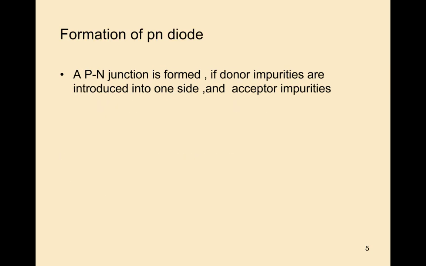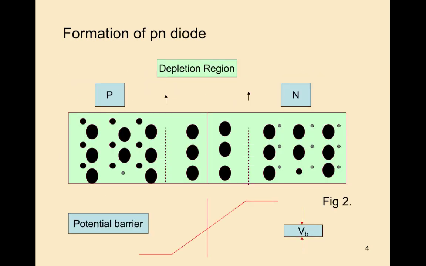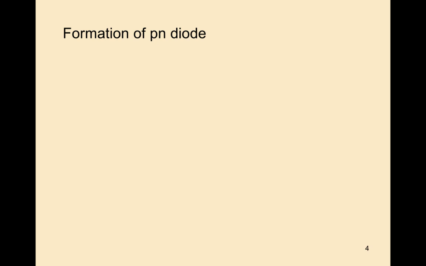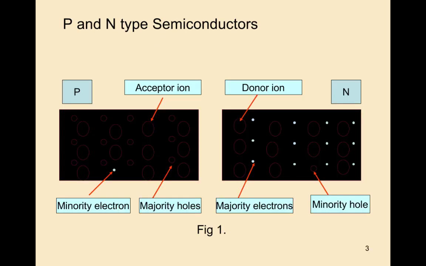So how is the p-n junction formed? When we join p-type and n-type semiconductors together, holes in the p-type and electrons in the n-type diffuse towards the junction and recombination takes place.